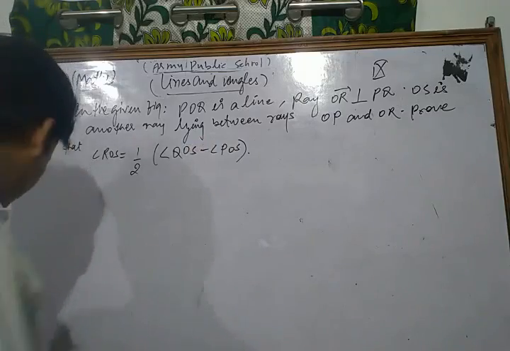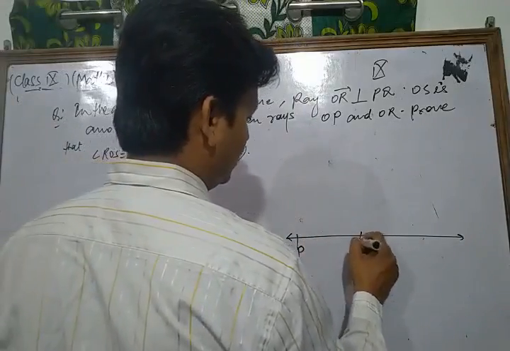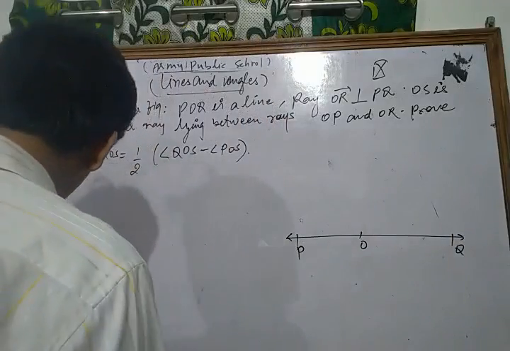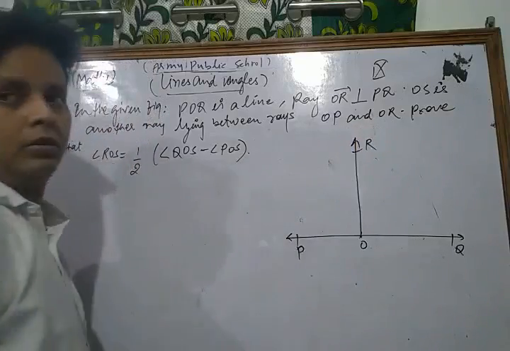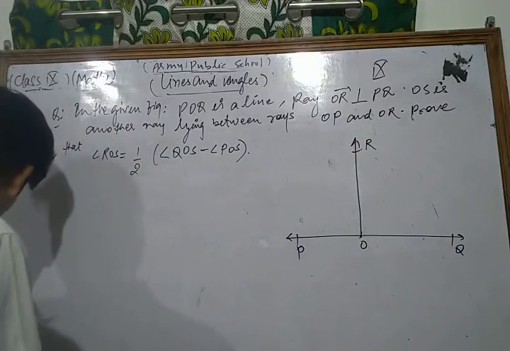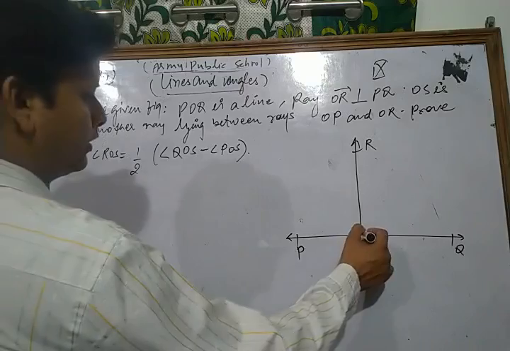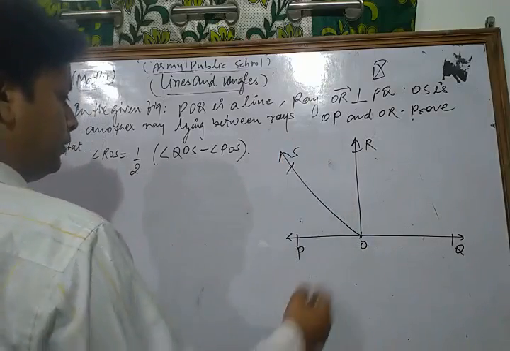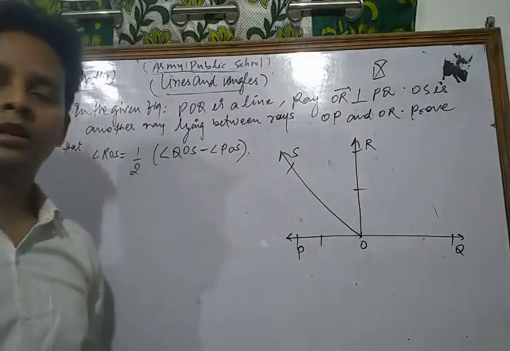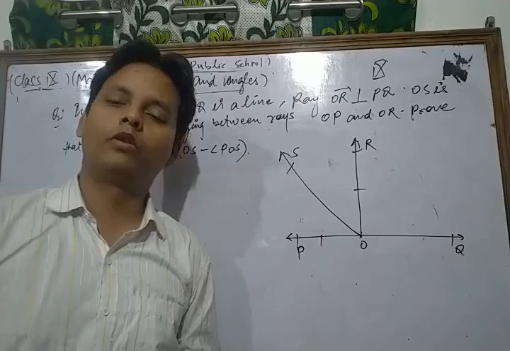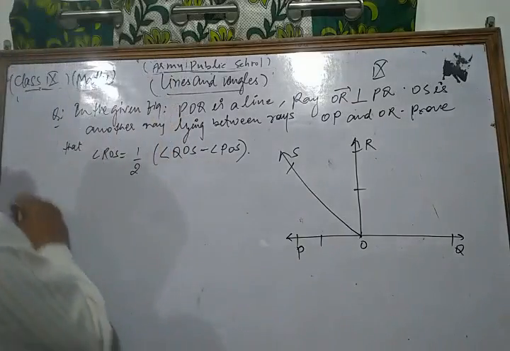This is your question here, and your figure is: POQ is a straight line, and ray OR is perpendicular to line POQ. OS is another ray between OP and OR. So we have to show this. This is one of the most important questions of your chapter, a very important question from your NCERT exercise. Let's see its solution, dear friends.